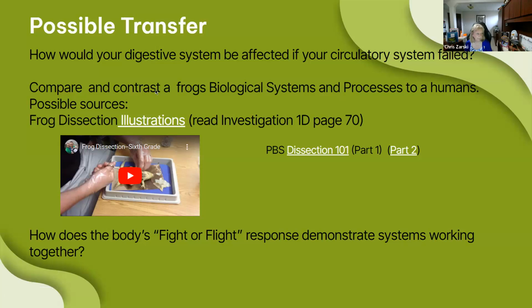It depends on how you set it up, but there are some questions in here. How would your digestive system be effective if the circulatory system failed? Right now, there's a good connection. Like, what do they know, and how are they going to justify their thinking? Compare and contrast a frog's biological systems and processes to a human's. So this is where I've given you the dissection. He goes through it. It's with kids there, so it might be kind of fun for them to watch that. But again, just to learn about, there are definitely commonalities, but a frog doesn't look like us and has some differences. But there's also one on PBS that you can do as a dissection. There's a part 1 and a part 2. I've given you both.